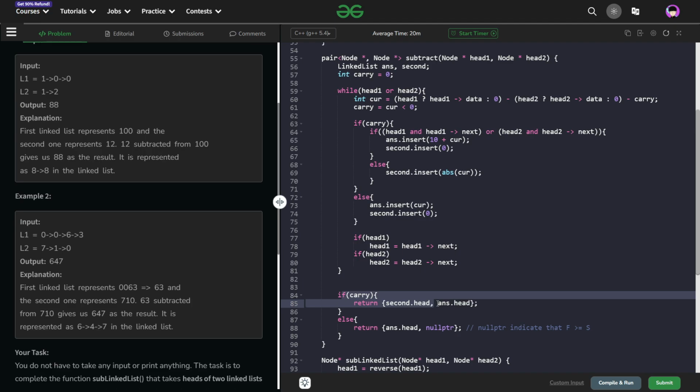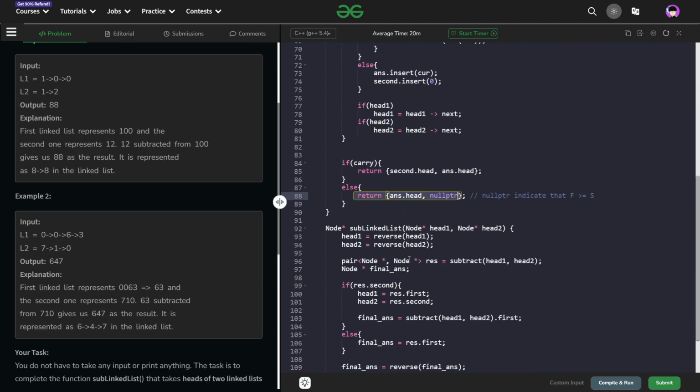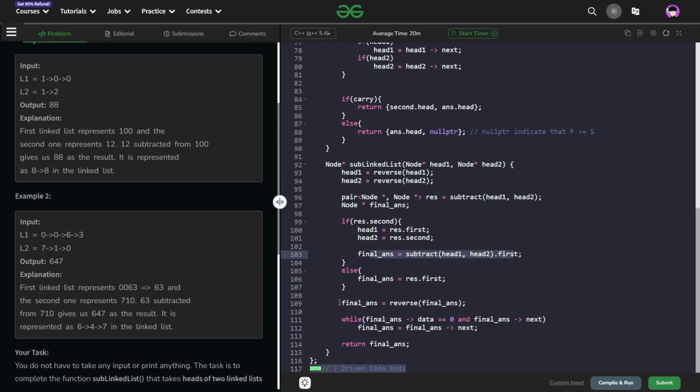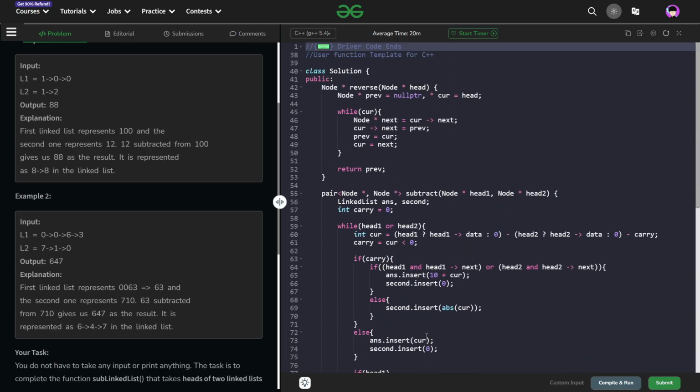When we perform the second operation, our first number is guaranteed to be greater than or equal to the second number. So this condition will get triggered, right? When we get the answer from here, I set my first final answer as this one. Now, since I have to reverse the final answer, I reverse it. I remove any leading zeros from it, and then I reverse it again and return the final answer. So this was all about this particular problem.